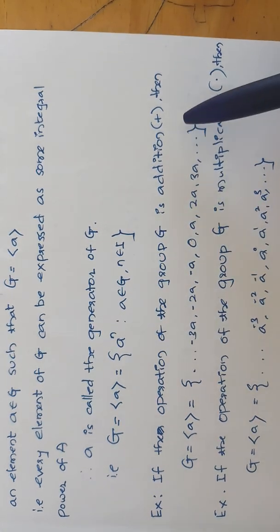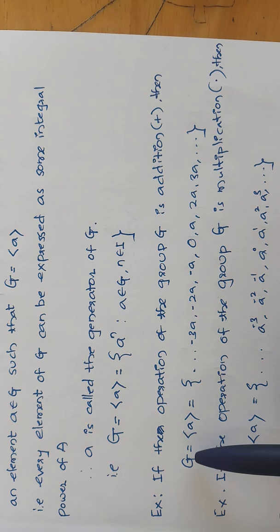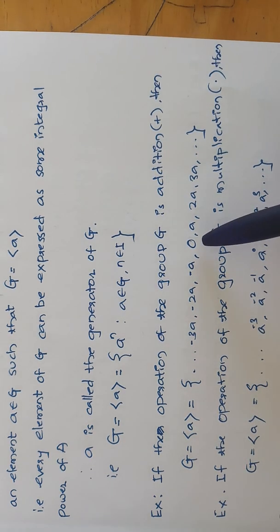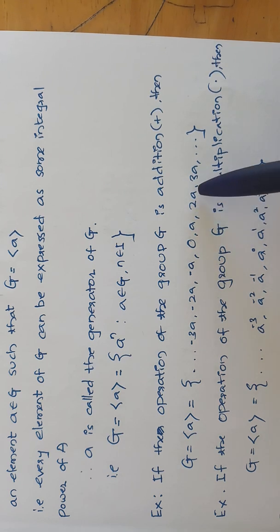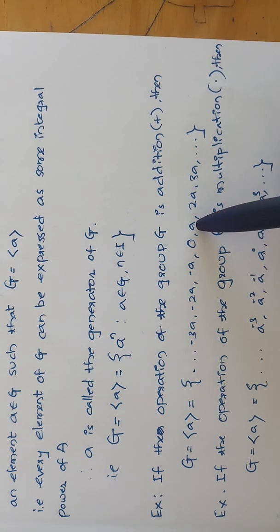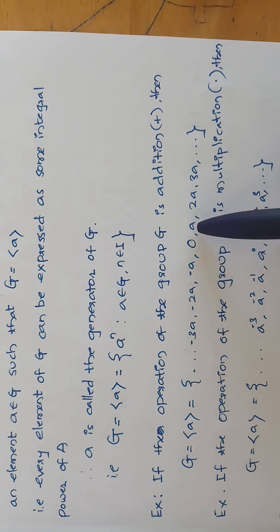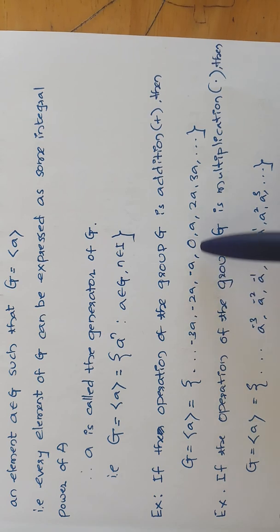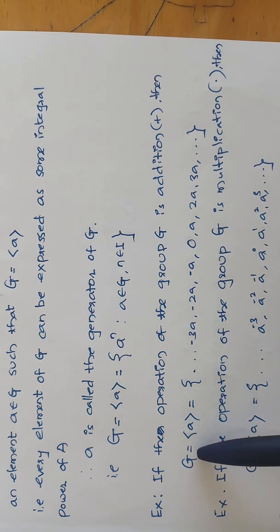For this example, if the operation of the group is addition, then G is equal to ⟨a⟩. So this is the generator of the group G. From a we can create 0, since a minus a is 0. If we add a again it becomes 2a, another element; adding a 3 times gives 3a, and so on up to infinity. If you subtract a it becomes 0, subtract 2 times a it becomes minus a, subtract again then minus 2a. Like that you generate all the elements of the group, so a becomes the generator of the group.